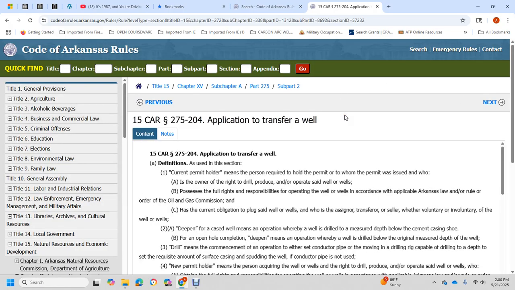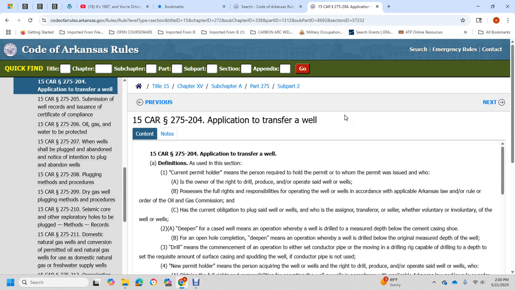All right, application for the transfer of the well, 204, definitions. Current permit holder means the person required to hold the permit, the issue with the owner with the right to drill, the producer, the operator, with the well possessor, with the flow rate, running the operating well.